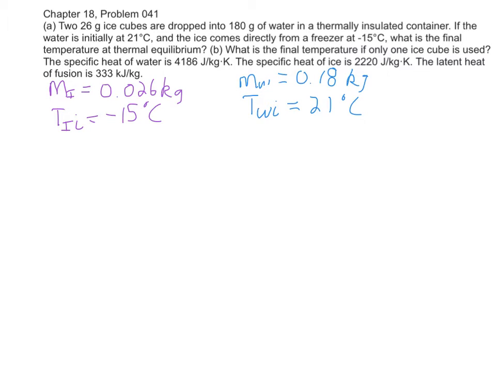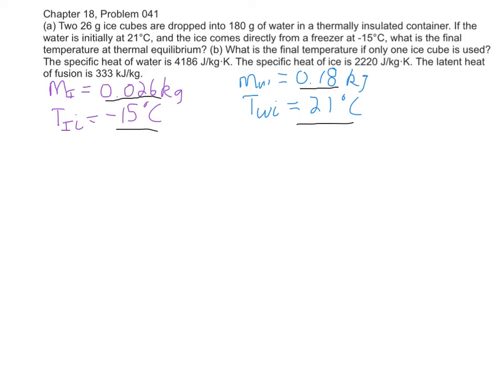So what we see here is we have a situation where we have some ice that is well below freezing. It's at -15 degrees C, as you can see here. We're told that there's two ice cubes. Each ice cube has a mass of 0.026 kilograms. Then we're placing those in water that's at 21 degrees Celsius, and we have 180 grams or 0.18 kilograms of water. So first we're asked to determine what is the equilibrium temperature.